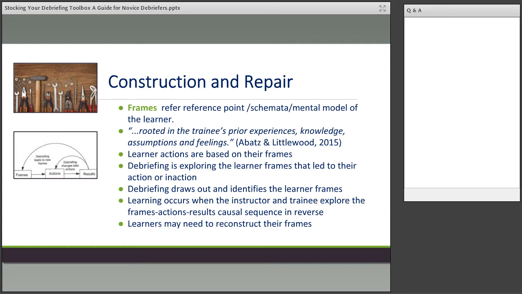Sometimes with a frame, they might be right on. That's a great frame, and let's reinforce that frame. And other times they may need to reconstruct that frame, that perhaps that wasn't the appropriate frame. Or, interestingly too, the student may have done a correct action, but their frame wasn't quite there, the thinking wasn't there, and perhaps they were just a bit lucky that they got there. Or their frame is a little bit misguided, so you're trying to help them explore that.